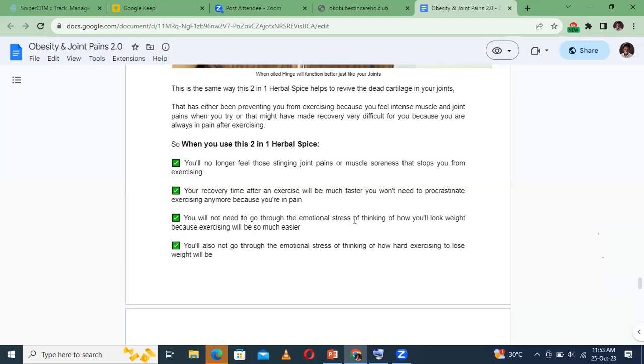You will not need to go through the emotional stress of thinking of how you look. I didn't punctuate all these things as well. Let's imagine I added a comma here. I quickly just wrote it yesterday, so I'll use it to teach you guys. That's why it's not well edited. So I think it's how you lose weight because exercising will be so much easier. That's it. Thank you. Let me just change it now.